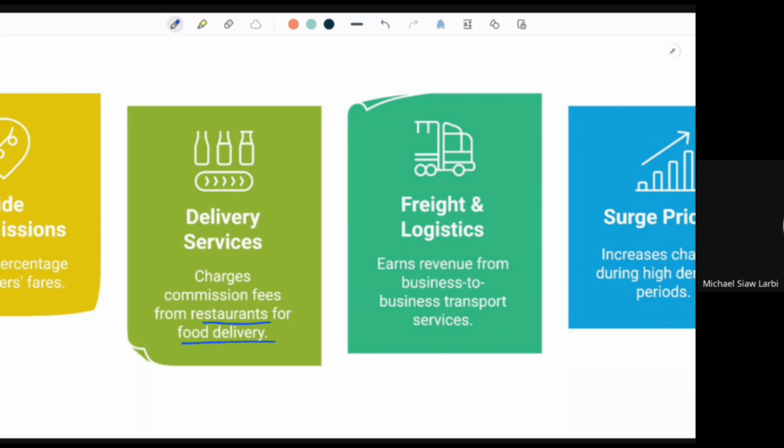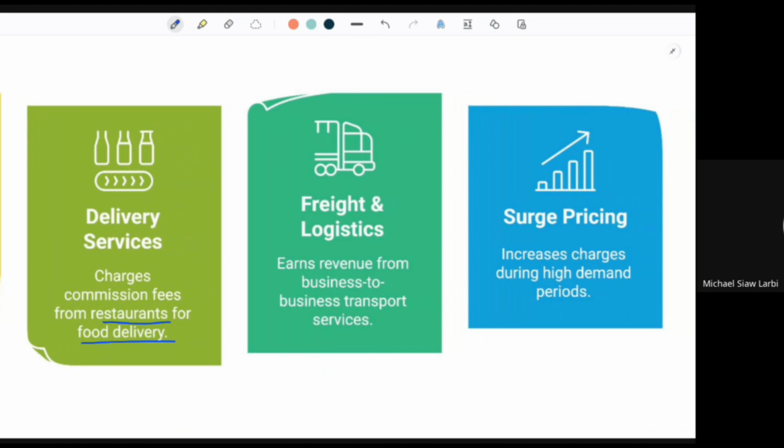Because I'm sure you wouldn't expect that app to be free. Like, why would a restaurant list on the app for free? And then how does Bolt make money to develop the app? The next is freight and logistics. For some of these ride-hailing service providers, they also have B2B. When we say B2B, business to business, okay? So they also earn revenue from business to business transport service. So sometimes if you're a company, you want some deliveries done for you in other jurisdictions, they have these services.